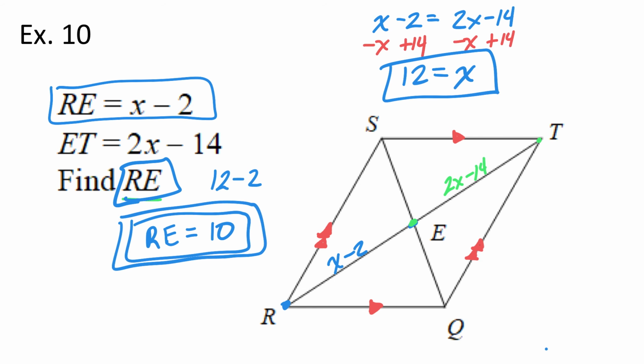I'm going to check my answer real fast with the ET, because it should also be 10. 2 times 12 is 24, and 24 minus 14 is, in fact, 10. So there's my checking of the answers.